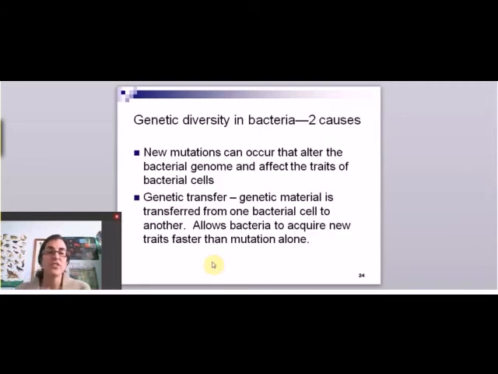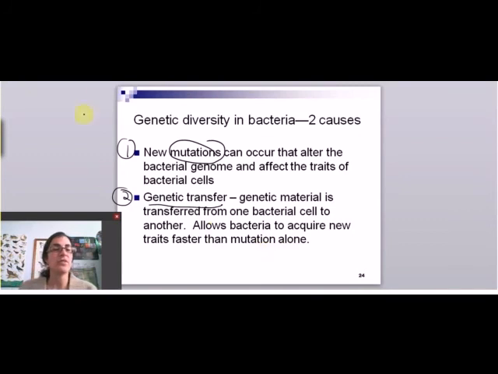So again, genetic diversity in bacteria is primarily only going to happen through new mutations. So a new mutation can alter the bacterial genome and give it new traits. And so this is where some things like resistance come from. So this is one way that you get genetic diversity. But bacteria have another way to get genetic diversity. It's not sex, because that's how we get our genetic diversity. It's something called genetic transfer. This is when genetic material can be transferred from one bacterial cell to another. And again, it's not sex, it's going to be the direct passing of genetic material, but this actually allows bacteria to get new traits faster than mutation alone.